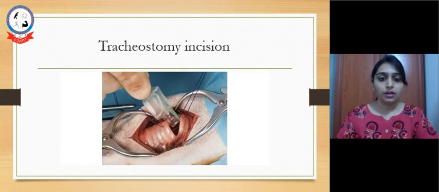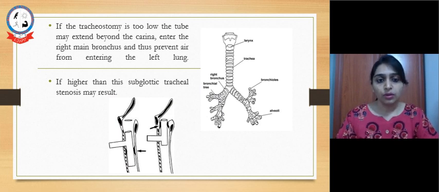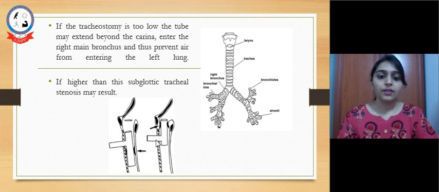Here we can see the tracheostomy incision made in the trachea. If the tracheostomy is too low, the tube may extend beyond the carina, and it will prevent air entering the left lung, as the right bronchus is more or less straight. And if it is too high, then there will be a chance of subglottic tracheal stenosis.